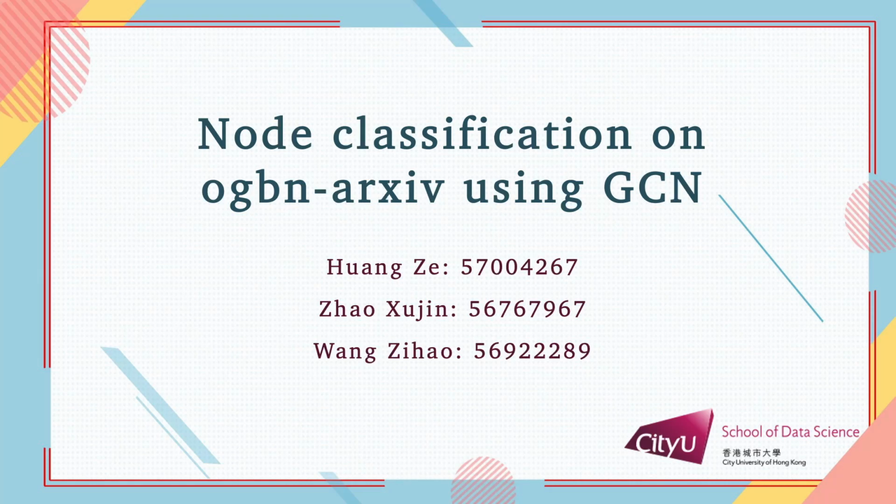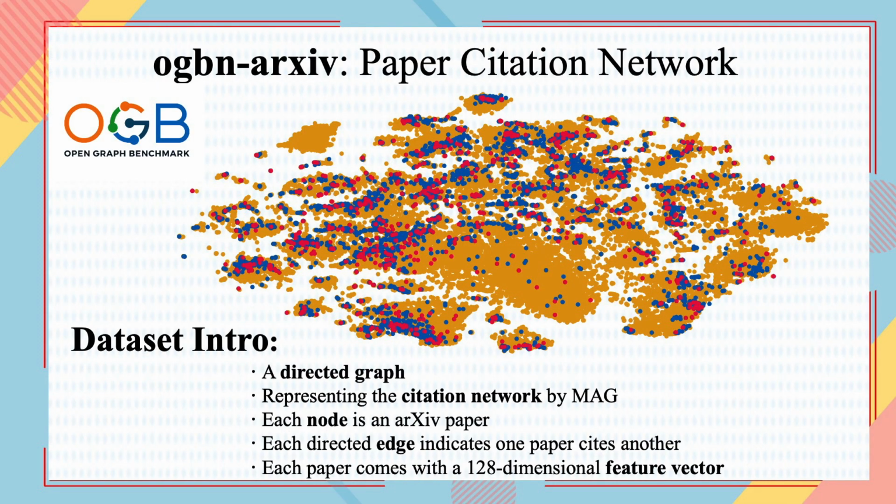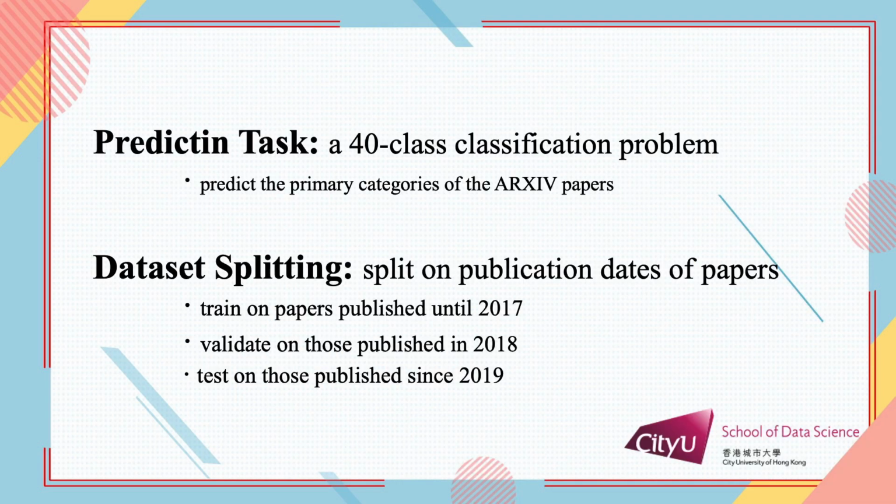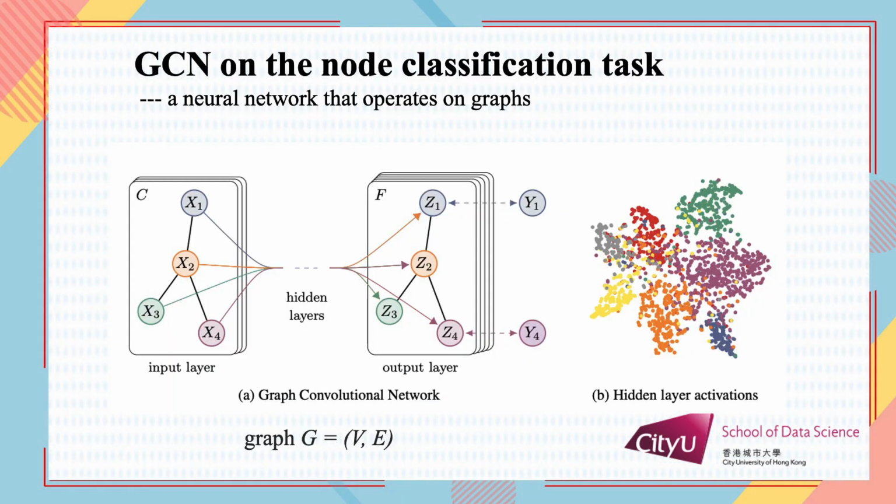We chose ogbn-arxiv for our project. First, let me introduce the ogbn-arxiv dataset, which represents the citation network by MAG. We need to solve a 40-class classification problem and predict the primary categories of the arXiv papers, given their features. We try to use GCN as the main method to solve this problem.